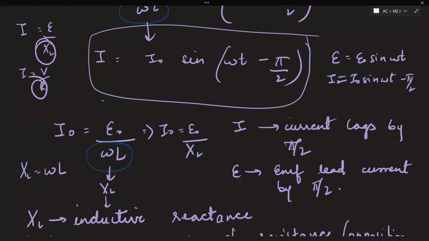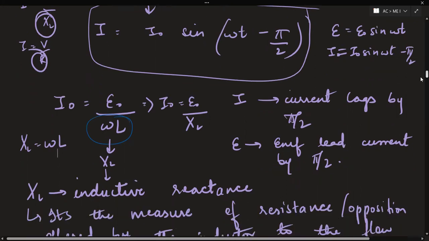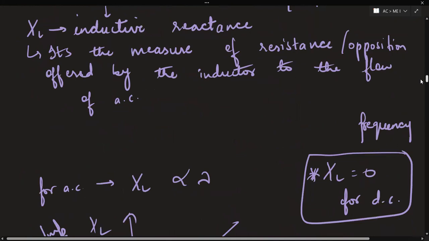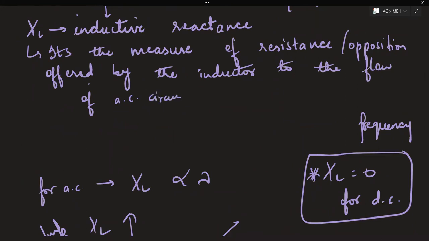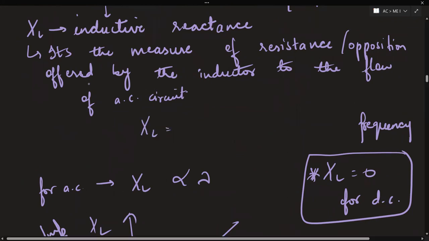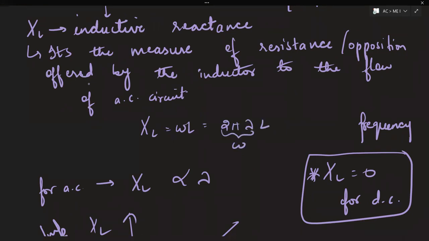Alternating current will flow, but it will get obstructed. Why? Because resistance will be there, and that constant term is known as inductive reactance. It's just a term for resistance. I've written it also: it's the measure of resistance or opposition offered by the inductor to the flow of AC. It means XL is equal to omega L, and omega L can be written as 2 pi nu L. Right now only we have seen 2 pi nu is written for omega.